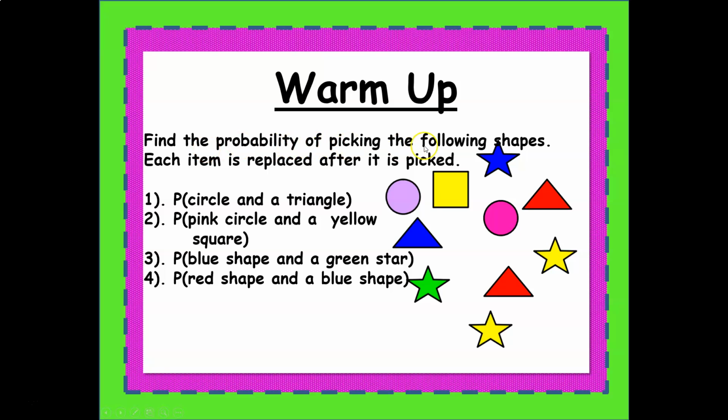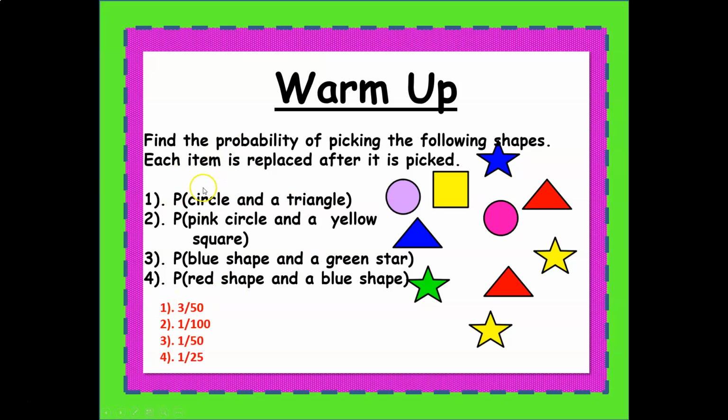Find the probability of picking the following shapes. Each item is replaced after it is picked. What is the probability of picking a circle and then a triangle? What is the probability of picking a pink circle and then a yellow square? And what is the probability of picking a blue shape and then a green star? And what's the probability of picking a red shape and a blue shape and then a blue shape?